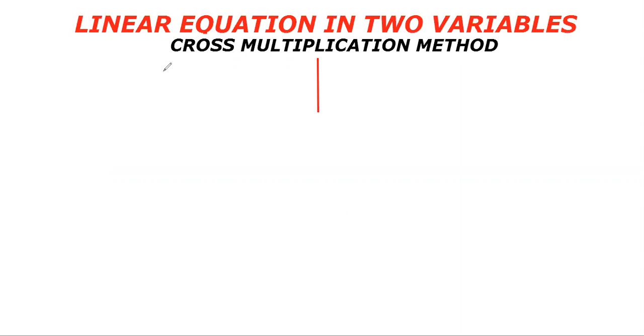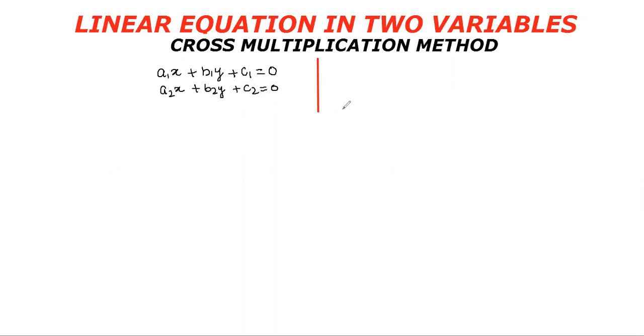In general form, the system is a1x plus b1y plus c1 equal to 0. Children, learn this thing that whenever you are starting with cross multiplication, this c1 should be on the left hand side, and on the right hand side you must have equal to 0 only. So the second equation of the system is a2x plus b2y plus c2 is equal to 0.